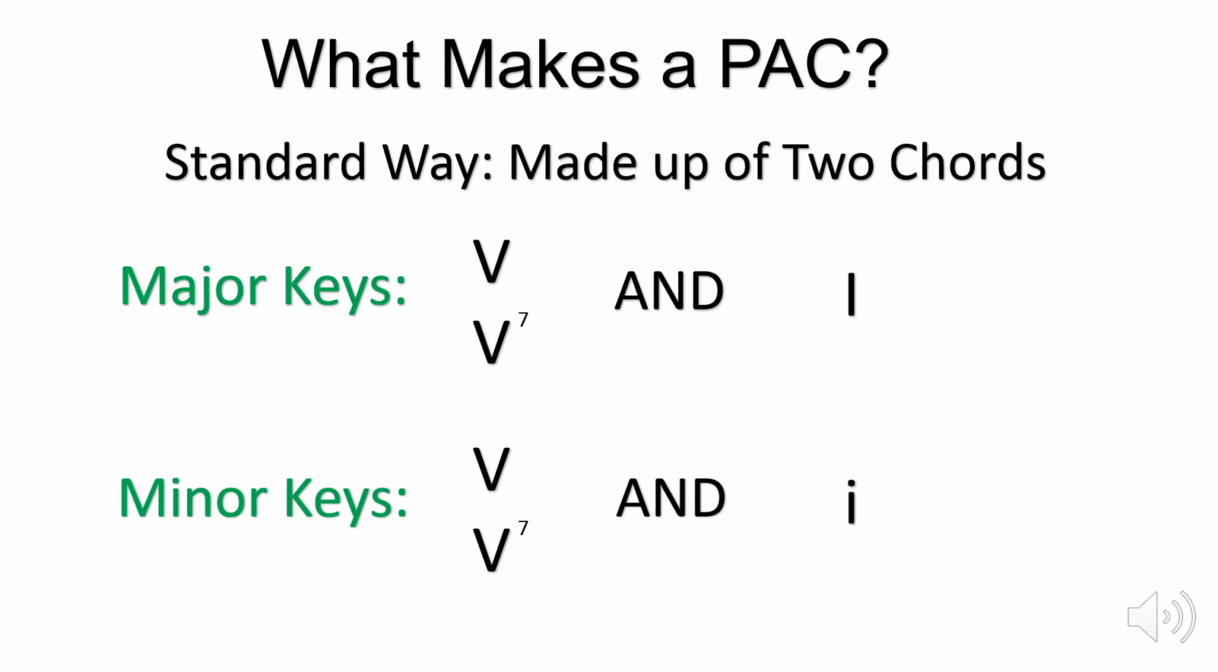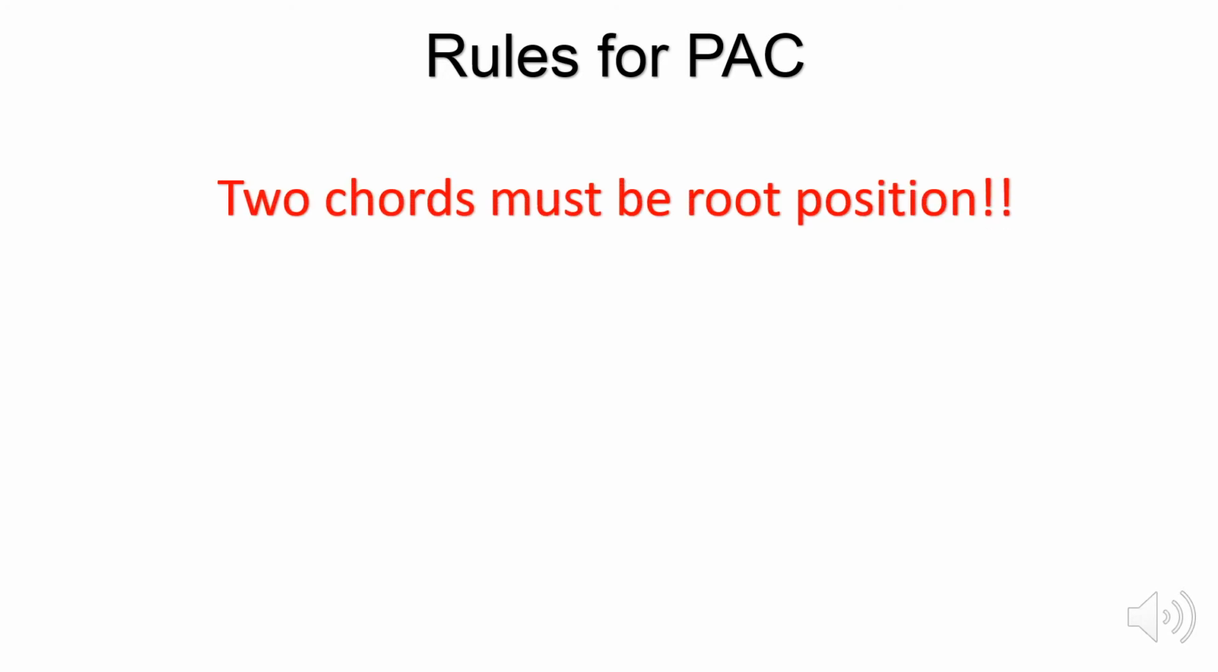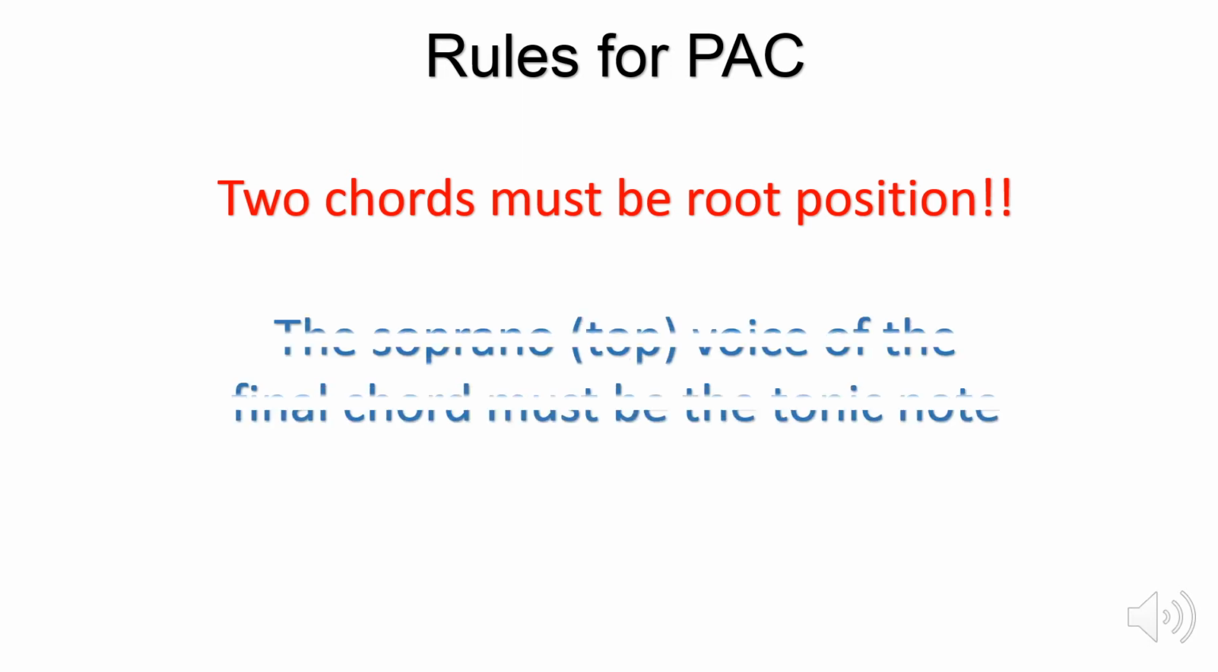Now, after learning the harmonies, we also need to learn the rules for a PAC. Perhaps the most important rule for PACs is that the two chords must be in root position. So you must have, let's say, a root position 5 chord and a root position 1 chord. Another very important rule is that the soprano, or the top voice, of the final chord must be the tonic note. Let's understand these rules through a deeper example.